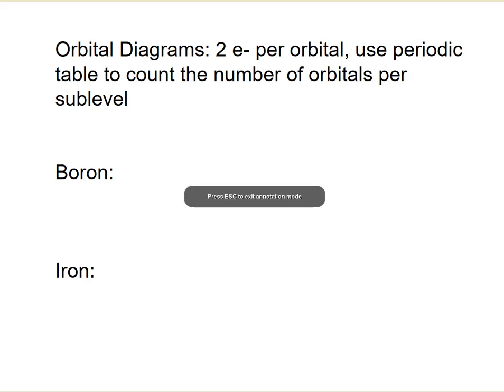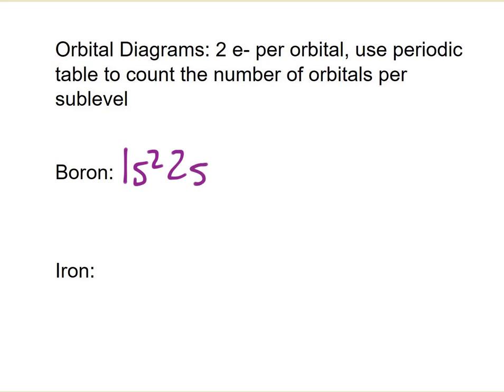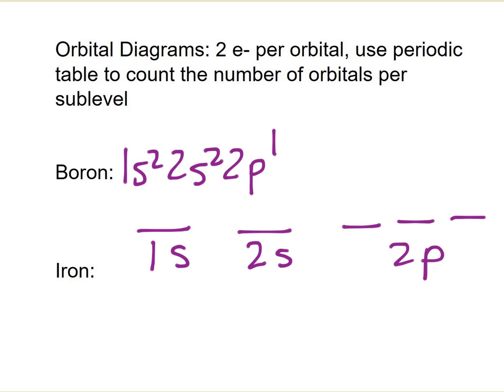So let's just practice doing these orbital diagrams. And remember, there's 2 electrons per orbital, and you can do whatever style you want, but always start out with your electron configuration. So boron does have 5 electrons. So 1s2, 2s2, 2p1. And then you are going to label each of these orbitals. That is very important. And have a little bit of space between them.